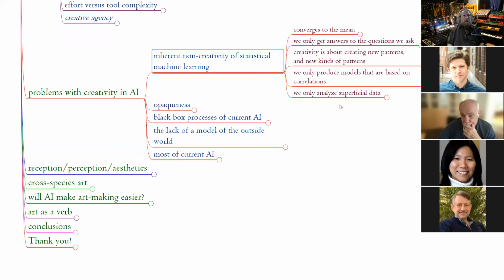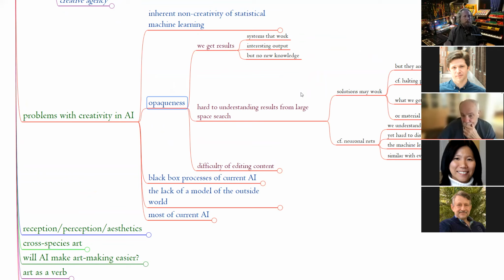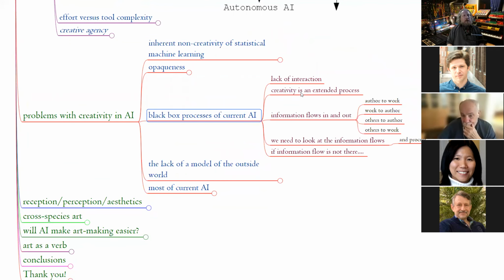Opaqueness: of course, we get results, but it's very hard to know how and why those results appeared. There's a lot of research going on with that, but it's the same in nature. We can breed a new kind of species of dog, but we don't know which exact gene made it better at finding drugs or being very nice to their owner. The black box nature of a lot of current AI is a problem because there's a lack of interaction, in contrast to the human creative process, which is an extended process. There's a lack of information flowing in and out.